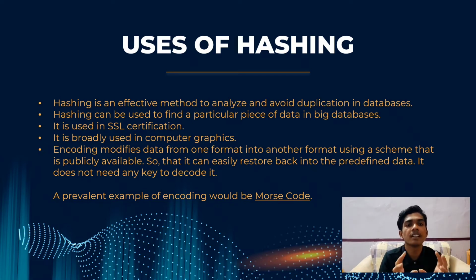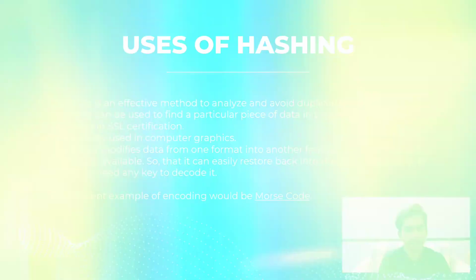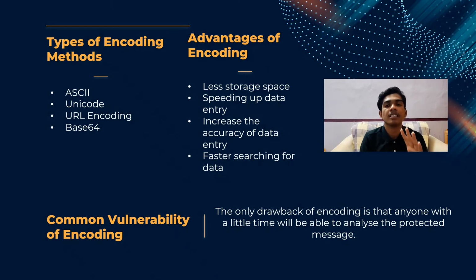Encoding modifies data from one format into another format using a scheme that is publicly available so that it can easily restore back the predefined data and it does not need any key to decode it. A prevalent example of encoding would be Morse code. There are 4 types of encoding methods. First one is ASCII, Unicode, URL encoding, and base64.